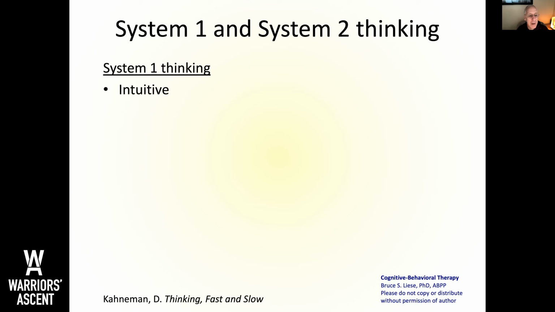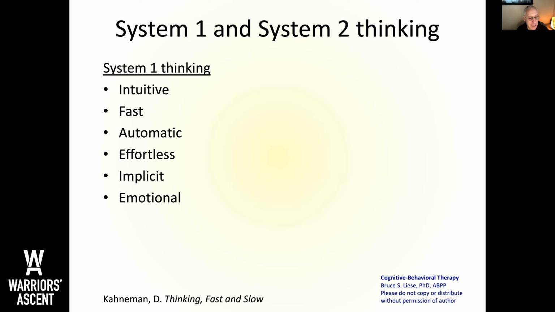We become intuitive about what we should do next. These thoughts become fast and automatic and effortless and implicit. And sometimes they're very emotional, but they certainly are efficient and they're appropriate for most decisions. And this System 1 and System 2 thinking was popularized by a guy named Daniel Kahneman, who actually won the Nobel Prize in economics for some of this work. So system one makes our life possible.